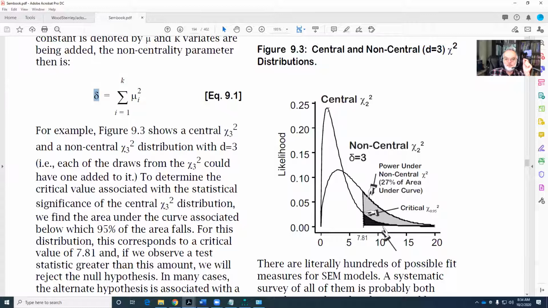With my central chi-square distribution, here's what the distribution looks like. And here's my non-central chi-square with a delta of 3. When your model does not fit, that's going to correspond to the degree to which it doesn't fit. It's going to have a certain non-central chi-square associated with it. When your model does fit, it will be drawn from a central chi-square.